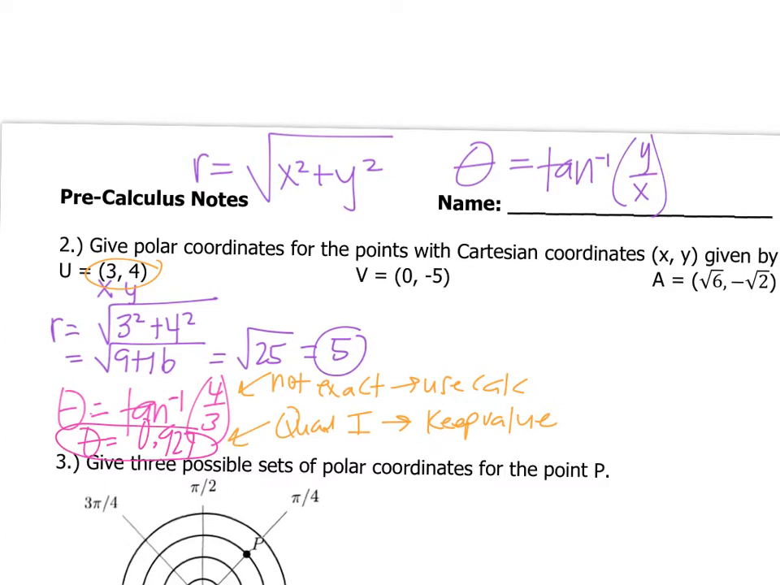Then we take our two values and write them in an ordered pair, 5 and 0.927. Okay? All right, so I have taken up all my room, so I'm going to erase this. Double check that you have this down before I take it all away.